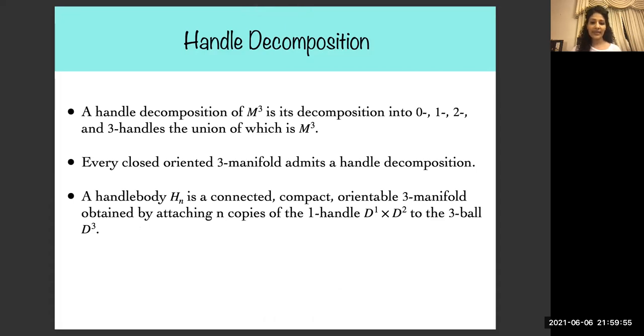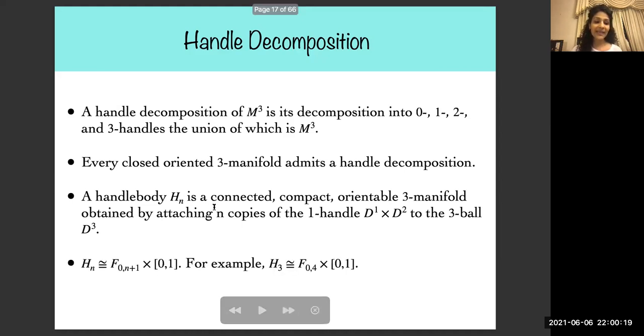So what is a handlebody? A handlebody is a connected compact orientable three-manifold whose handle decomposition consists only of zero handles and one handles. So you obtain it by attaching n copies of a one handle to a three-ball. Here, n denotes the genus of the handlebody. One key thing to note is that a genus n handlebody is homeomorphic to the thickening of the disk with n holes. So for example, the genus 3 handlebody is going to be the thickening of the disk with 3 holes.